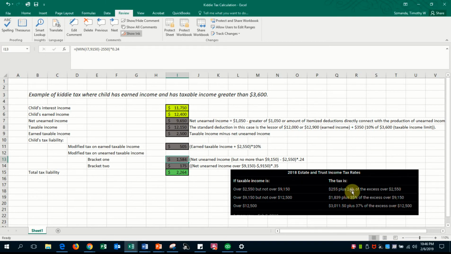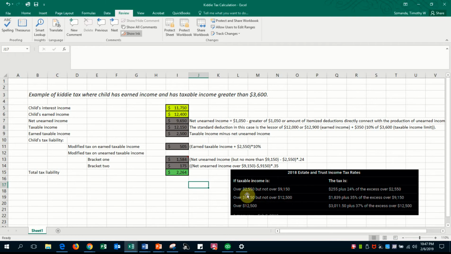and again that $2,550 is given in the tax formula. We'll take the $9,150 minus $2,550 and multiply that by 24%. This is very similar to calculating the marginal tax rate on regular income. And we wind up with a tax of $1,584. However, we still have more to tax because you may recall that the net unearned income is $9,650 up here, and that exceeds the $9,150 and sends us into the next level.